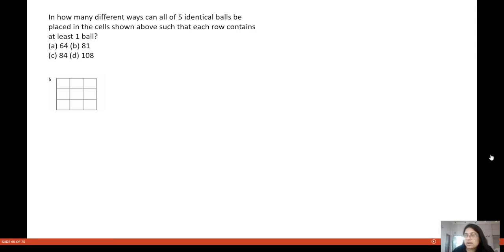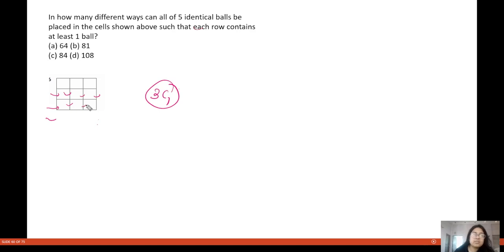So let us consider this. In this first case, what we are doing is placing one ball in one of these rows. At least one ball we have to place in each of these rows. So in how many ways can you select from these three boxes? 3C1 ways.